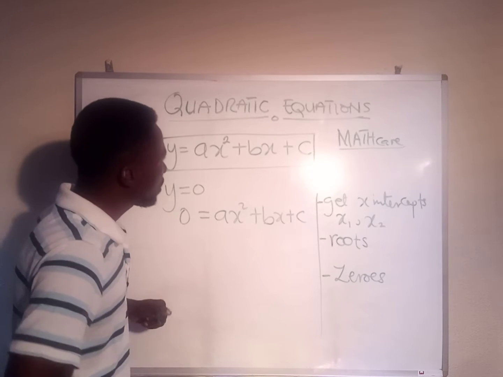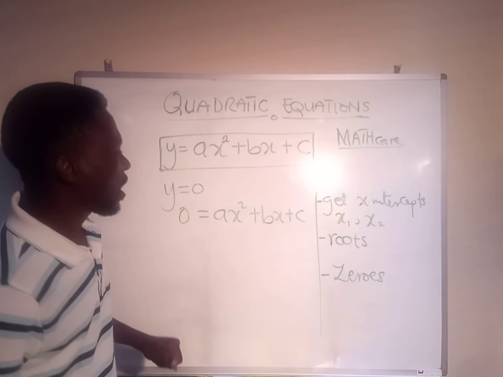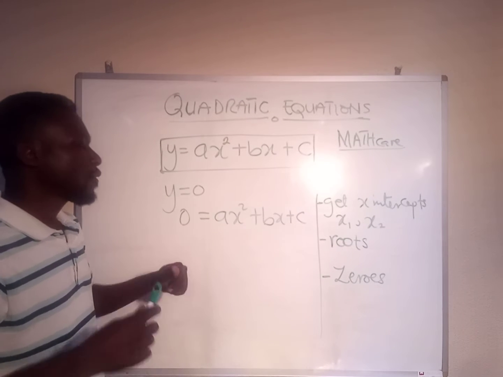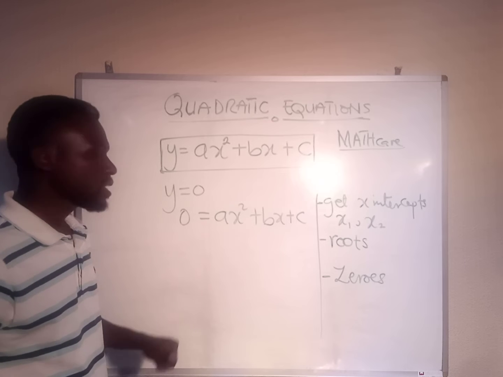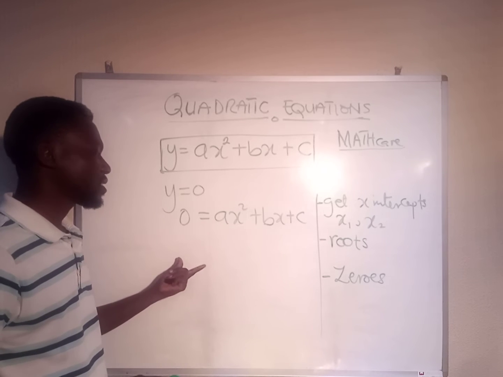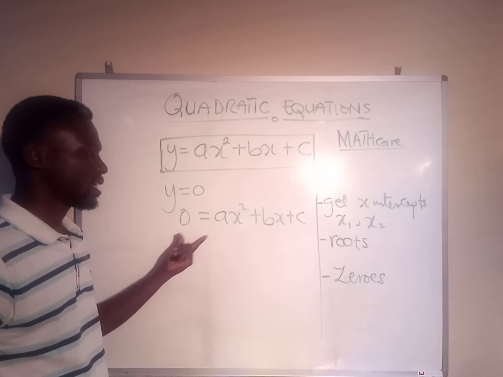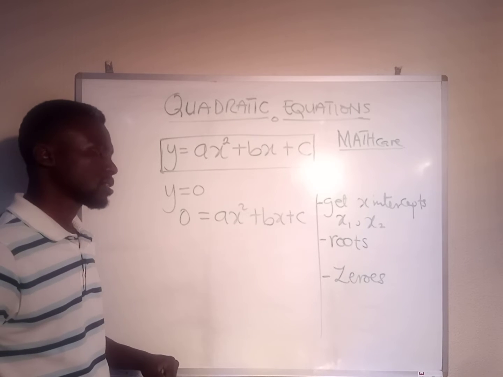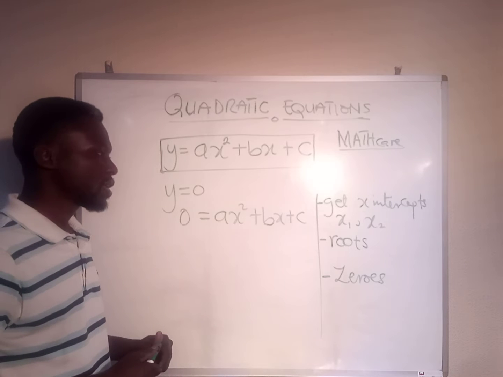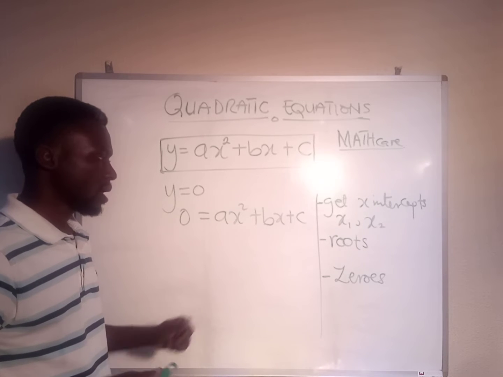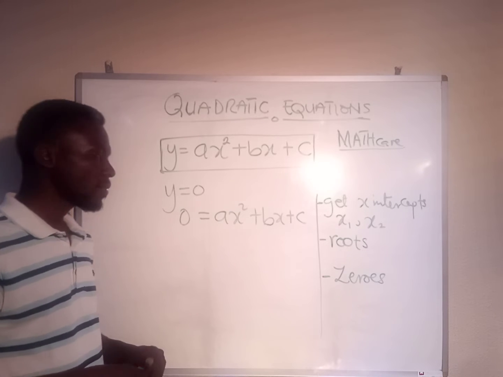So this is what we have said. When a question says find the x-intercepts, find the roots or find the zeros of an equation, especially a quadratic equation, then it means solve it and get your answers for x, which will be two values whenever we solve a quadratic equation, and that's it.